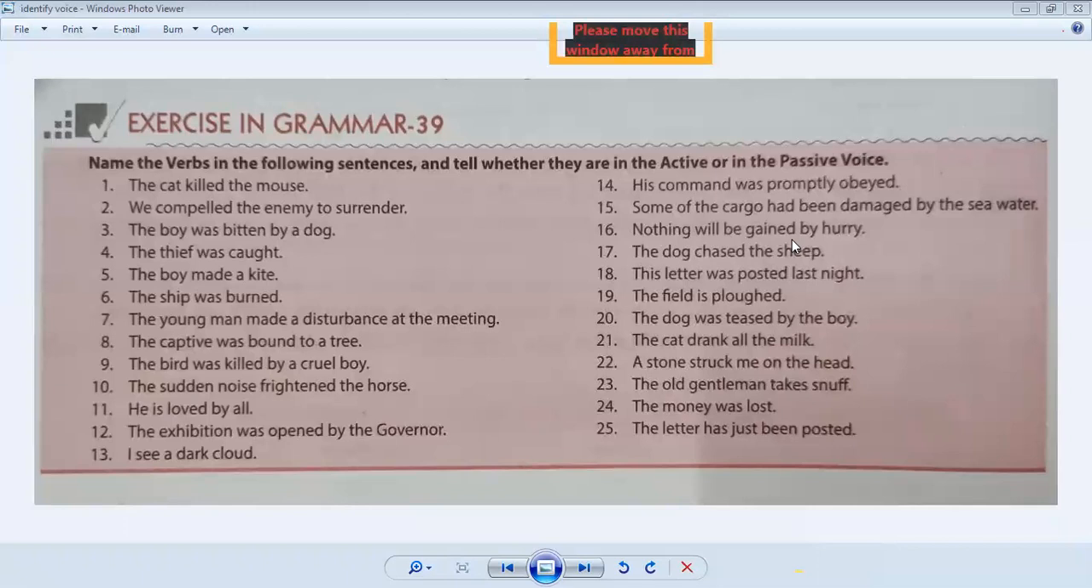Okay, I'll solve the rest of the sentences as well. See, nothing will be gained by hurry. Now this is passive voice. Nothing will be gained by hurry. Hurry will gain nothing.